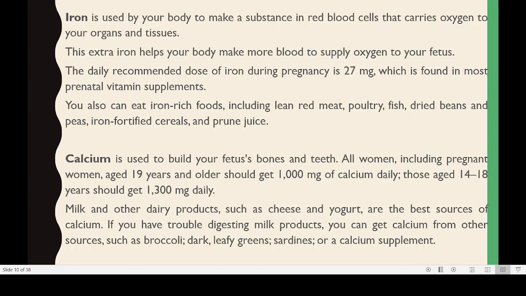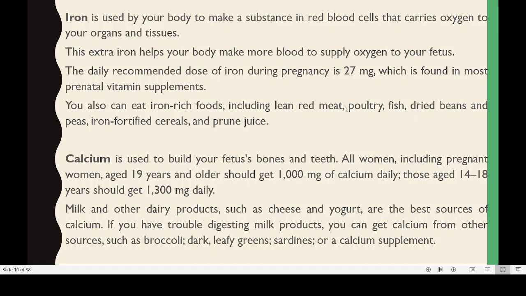The reason is that iron is needed for the development of RBC or hemoglobin. The baby is also developing and producing extra blood, so a lot of iron is needed by your body. The daily recommended dose of iron during pregnancy is 27 mg. So you need an extra amount of iron-rich food. What are the food items which give you iron?